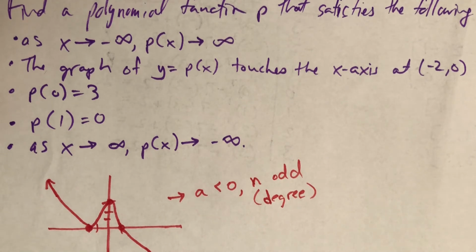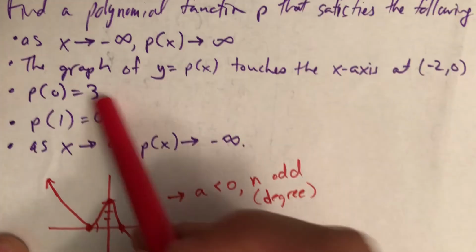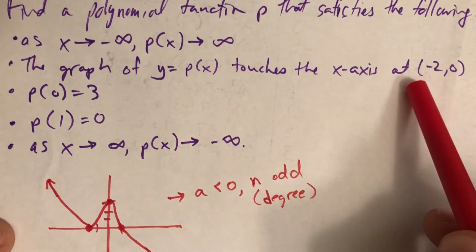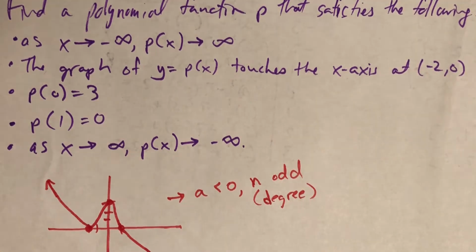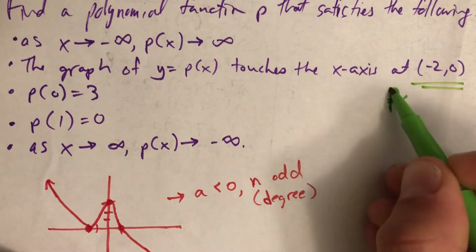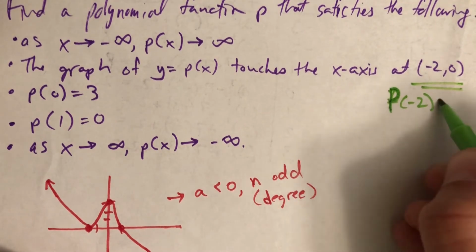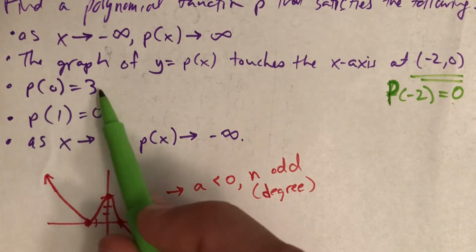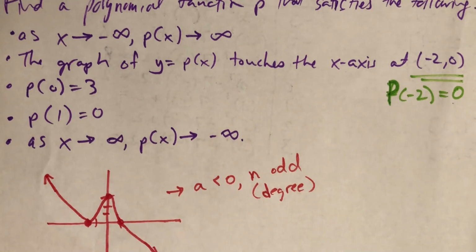Okay, the graph of y equals p of x touches the x-axis at (-2, 0). We've got this guy and this guy. So why didn't they write it like these? Because we could write this like this, right? If it touches the x-axis at (-2, 0), couldn't we write this as p? Our polynomial is p, so p of -2 has to be 0. So we've got p of -2 is 0, p of 0 is 3, p of 1 is 0.